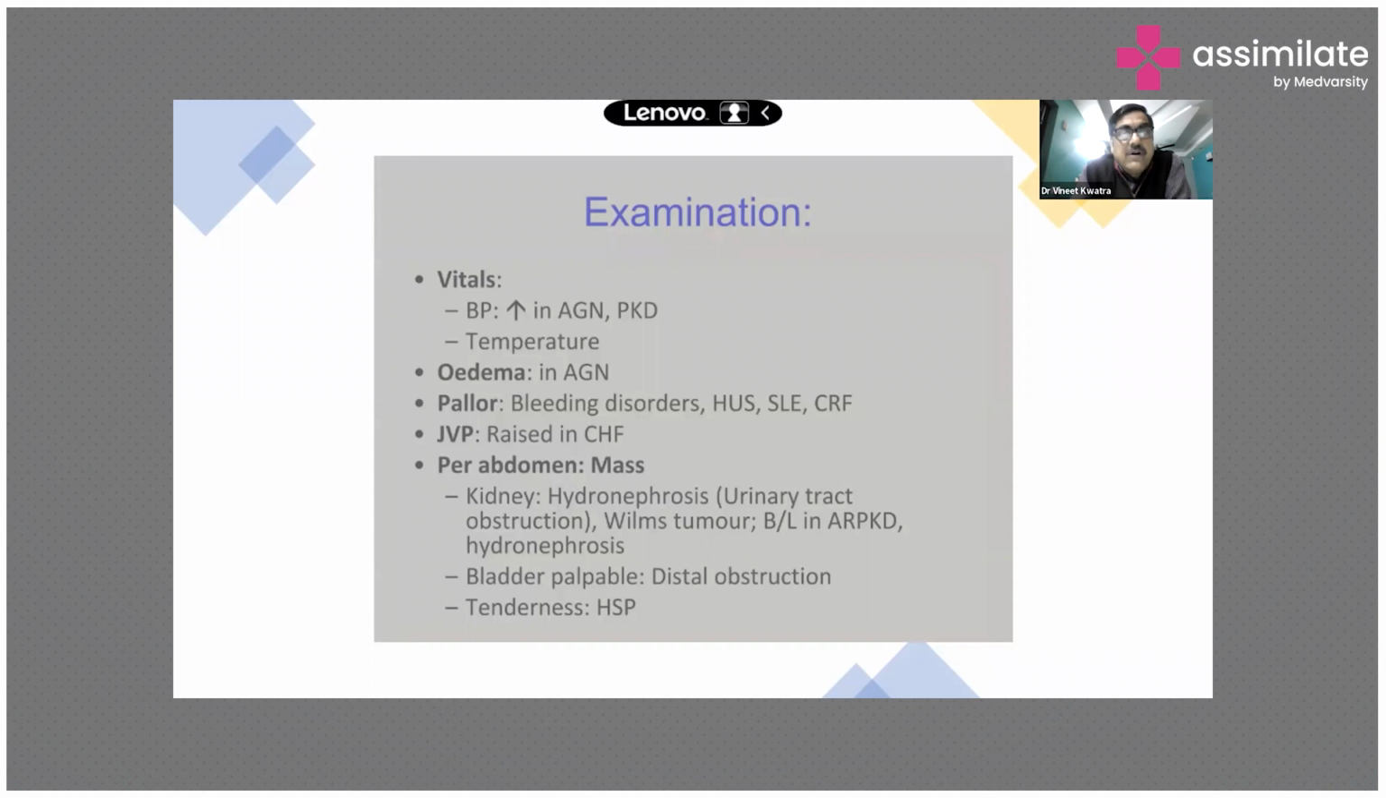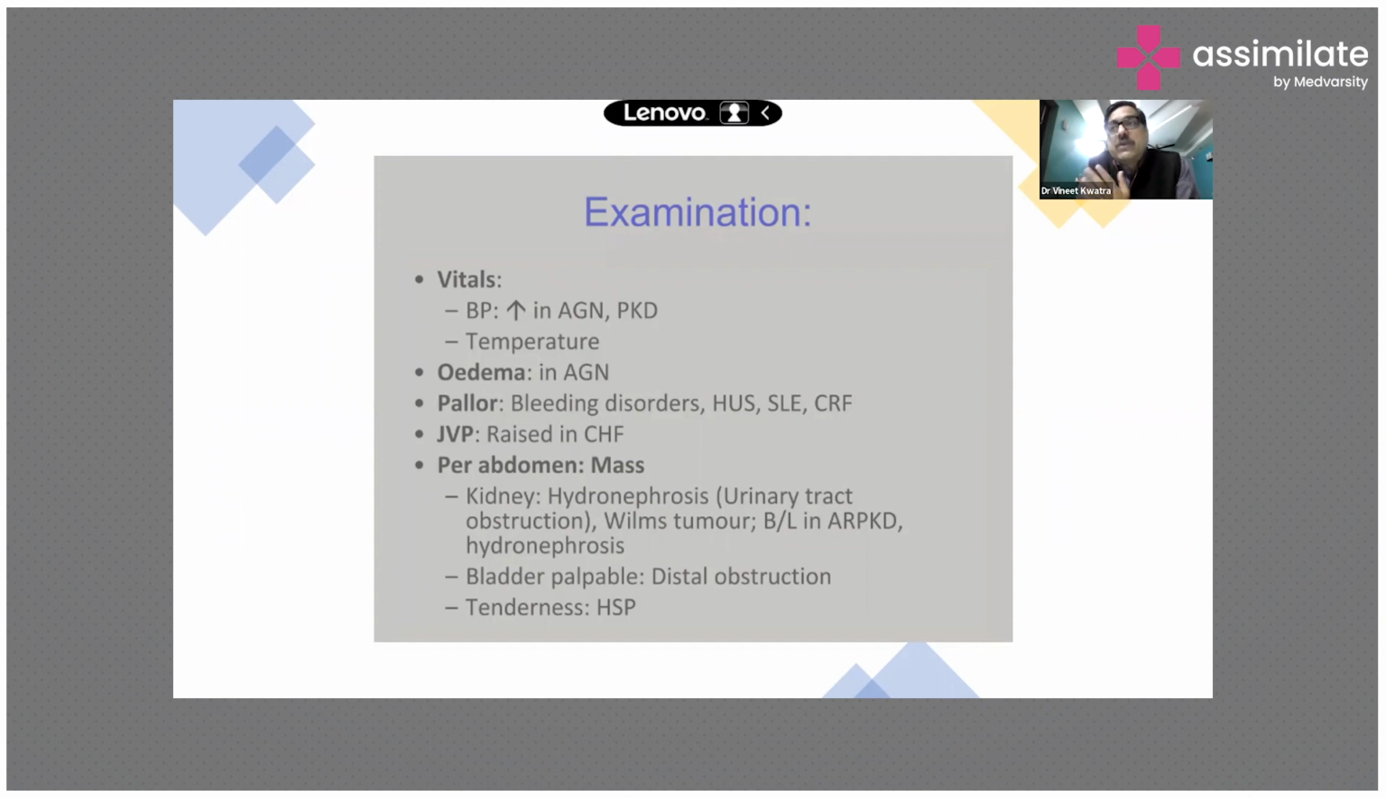Temperature, to look for fever; edema in cases; pallor for bleeding disorders, any hemolytic syndromes or sickle cell anemias. If there is HUS or SLE, where we find certain rashes on the body, you have to check for that. In cases of congenital heart disease or CCF, you find a raised JVP.